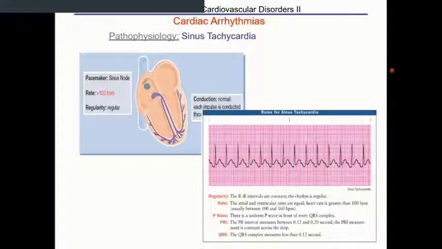In terms of your ECG strip reading, the R-R intervals are constant, the rhythm is regular, atrial and ventricular rates are equal, and the heart rate is greater than 100, usually between 100 and 160 beats per minute. There's a uniform P wave in front of every QRS complex, and your PR interval is still normal, between 0.12 and 0.2, while the PR interval measurement is constant across the strip. Usually, your QRS complex still looks normal, less than 0.12 seconds.